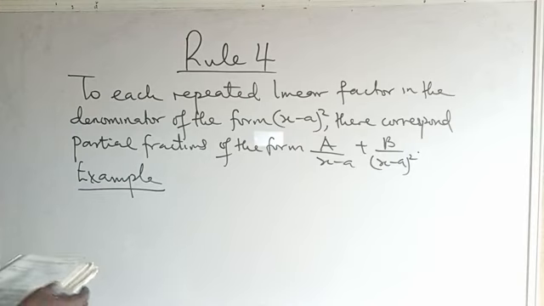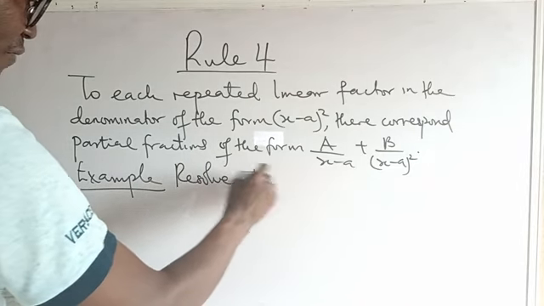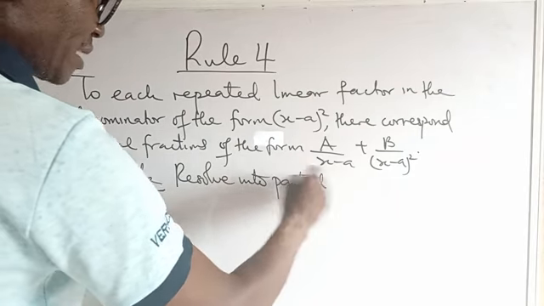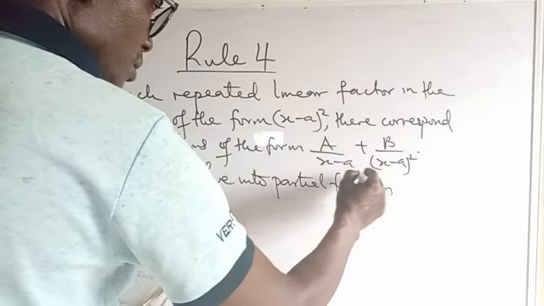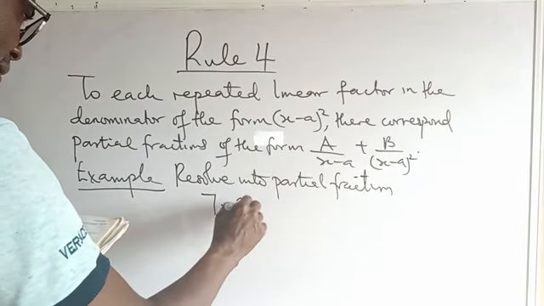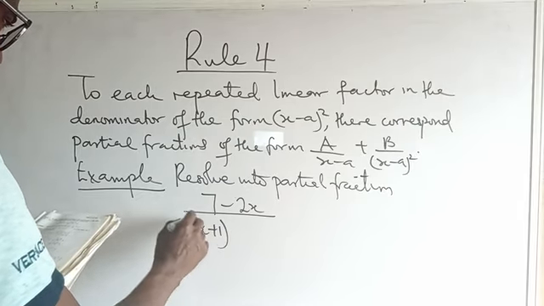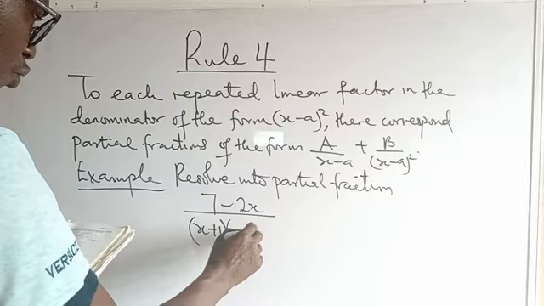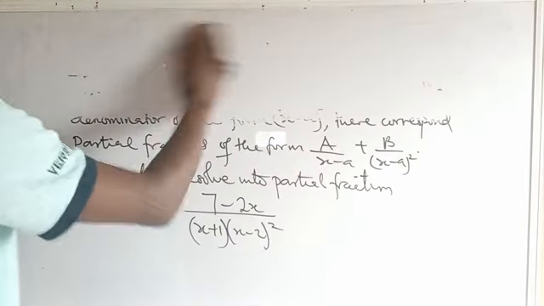Now we have: resolve into partial fraction 7 minus 2x all over x plus 1 into bracket x minus 2 raised to power 2. Now this is a very suitable problem for rule 4. So let's look at how this one goes.